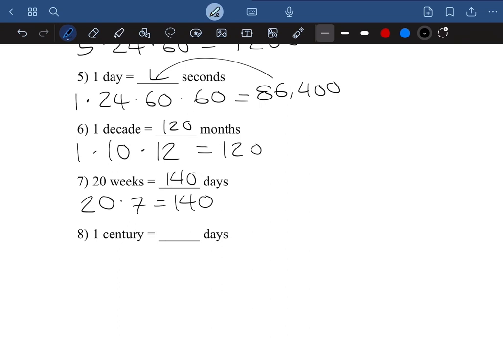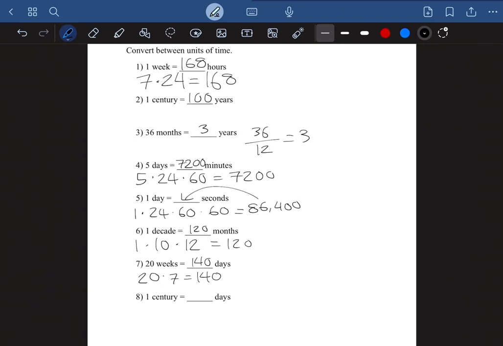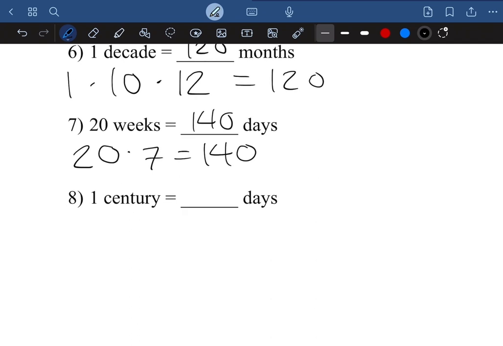Number 8, 1 century is equal to how many days? So in number 2, we wrote that 1 century has 100 years, so we multiply 1 times 100, and then each year has 365 days, so we multiply by 365, and when we multiply those 3 together, we get 36,500 days.